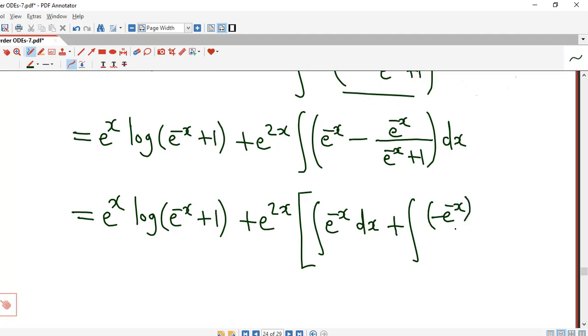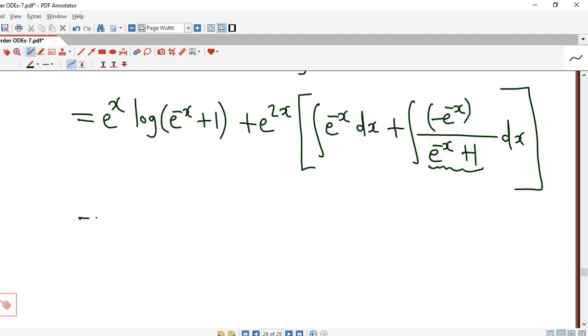So here we have minus e raised to minus x over e raised to minus x plus 1 dx, so that again the derivative of e raised to minus x plus 1 is in the numerator. So that is the reason why we are writing in this way. We consider positive sign here and we consider negative 1 with the multiplication of e raised to minus x. So this is equal to e raised to x logarithm of e raised to minus x plus 1 plus e raised to 2x.